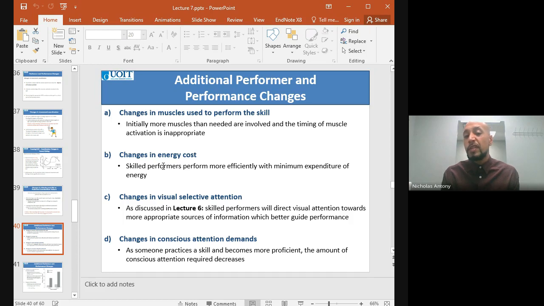Can anyone think of any other examples? Is that true? It's very tiring, and then as you become more and more efficient, you probably use less muscles, your movements are more efficient, and therefore you are more energy efficient. So the breathing. Okay.